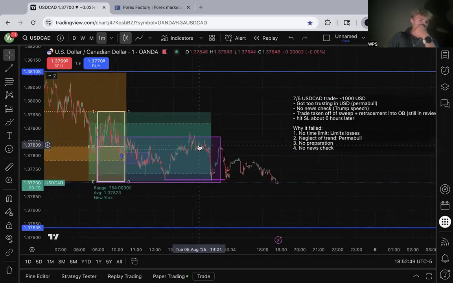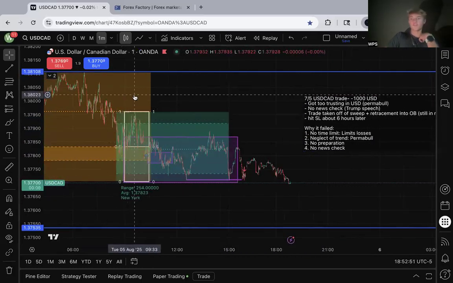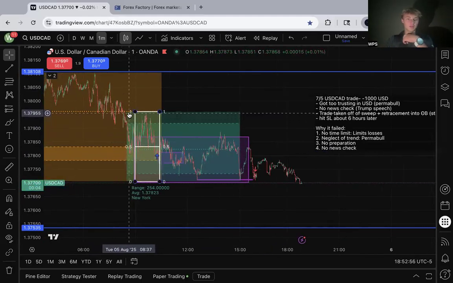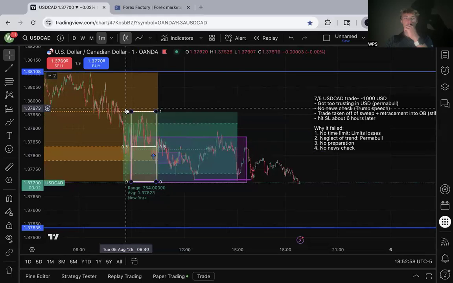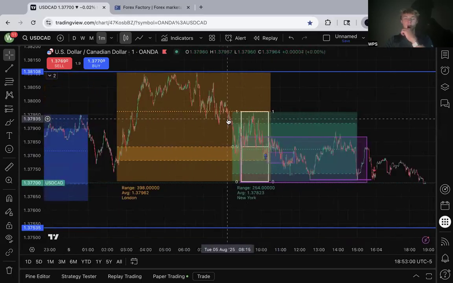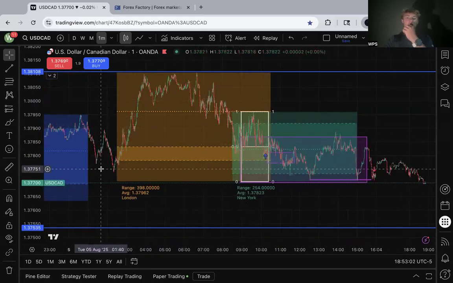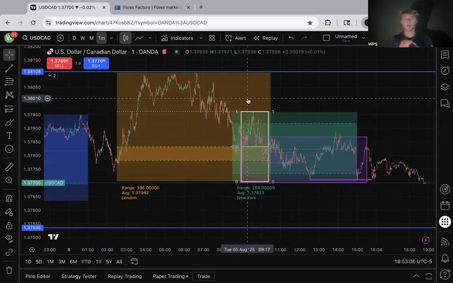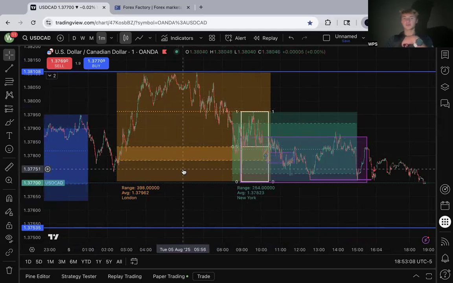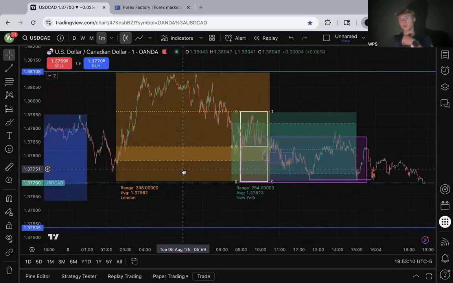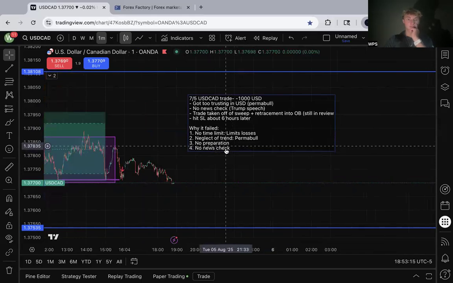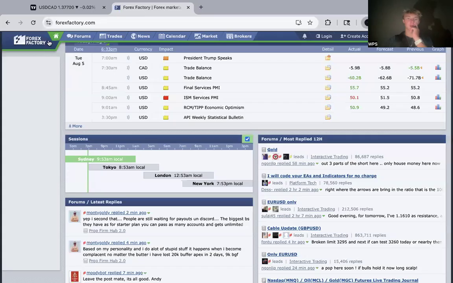I also hopped into this trade at about 9:45, and ideally I want to be here at least at 8:30, before London session, to check bias, news, mark out liquidity, and see what was exactly going on, what pair I want to trade today. Another thing I'll throw in is obviously the news check as before.